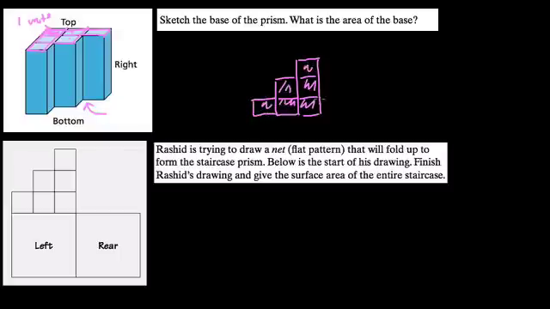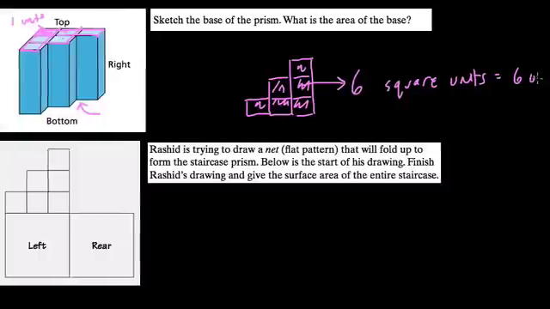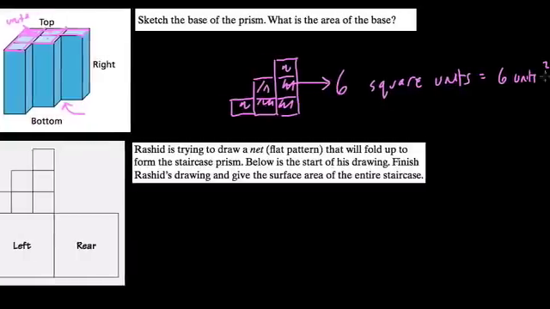And what is the area? Well, whatever the unit represents, we have 1, 2, 3, 4, 5, 6 squares. So it's 6 square units, or 6 units squared. So those are identical. You could write 6 units squared.